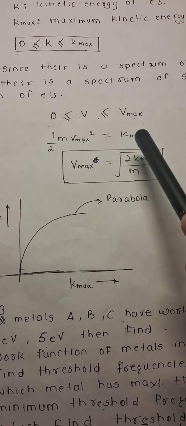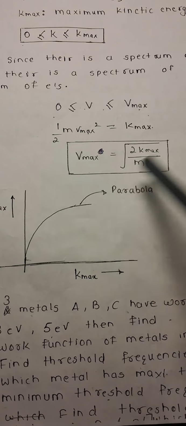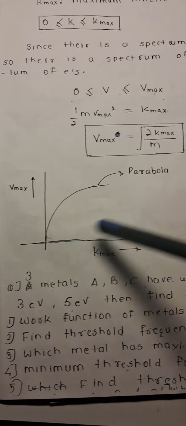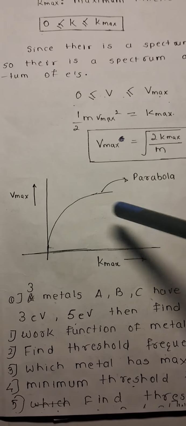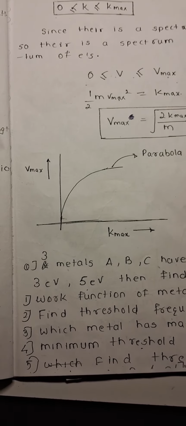So Kmax can be calculated as half m vmax squared is equal to Kmax. From here we get the expression for vmax. If we draw the graph, this will be the graph between vmax and Kmax. That will be a parabolic graph.